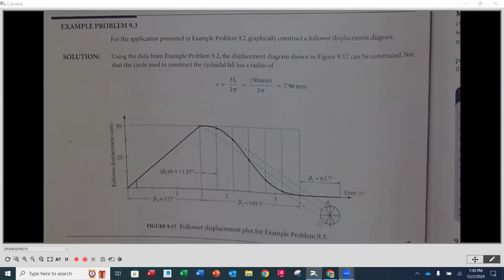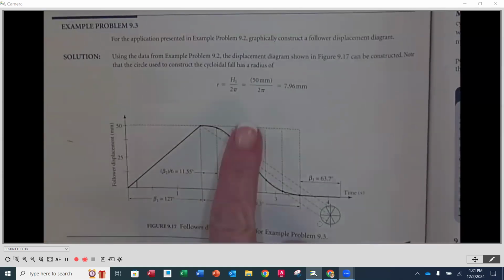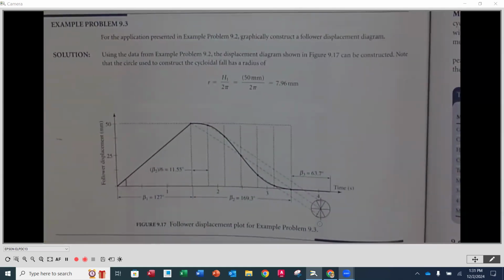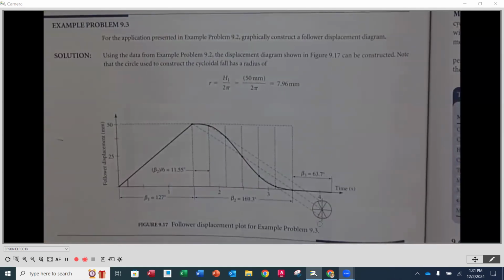Now, for example 9.3, it says here you want to make the displacement diagram. I'm not going to have you draw this, all right? You don't have to draw this. We're going to walk through it step by step here. That's why I expect that you're paying attention. But what you do have to do is show me the calculation for the radius of the circle to do the cycloidal motion. So we'll look at that in just a bit.